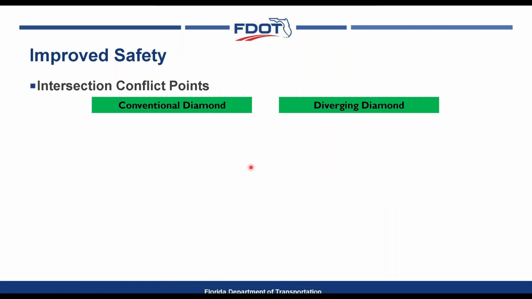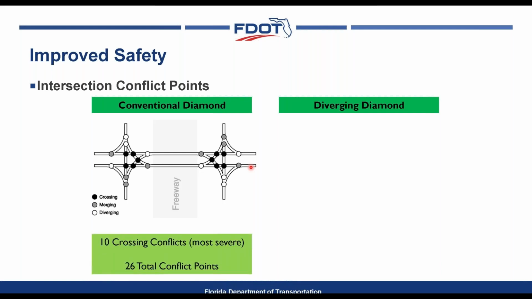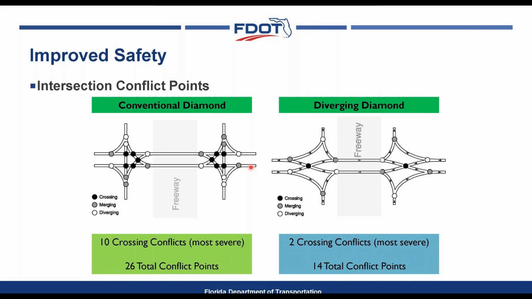In terms of safety, when we look at the conflict points for the conventional diamond interchange and compare that to a DDI, with the conventional diamond, there are a total of 26 conflict points, with 10 of those conflicts being crossing. The crossing conflicts are the ones that are going to produce the angle crashes and typically result in a higher injury severity than the diverging and merging conflicts. By comparison, the diverging diamond has reduced the conflicts to a total of 14, with only 2 of those now being the more severe crossing conflicts.